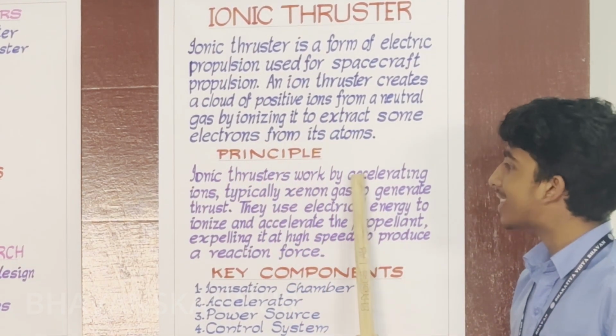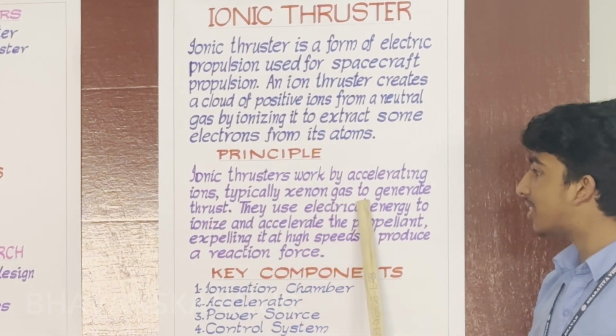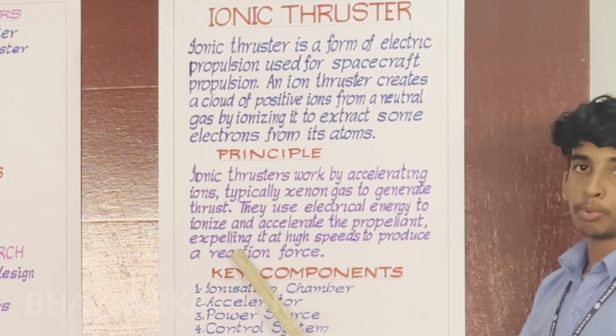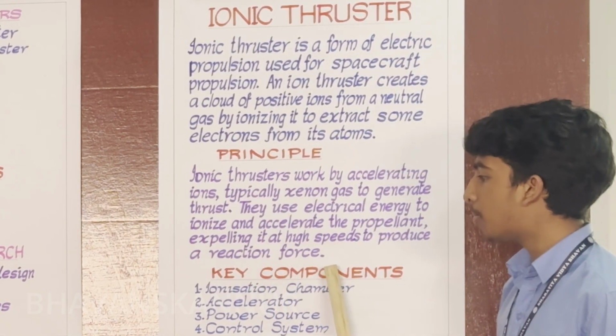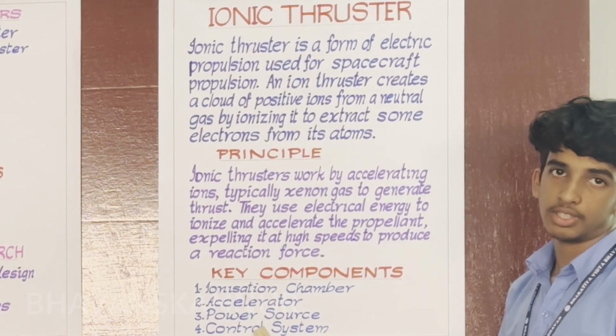Ion thrusters work by accelerating ions, typically xenon gas, to generate thrust. They use electrical energy to ionize and accelerate the propellant, expelling it at high speed to produce the reaction force. Its key components are the ionization chamber, accelerator, power source, and control system.